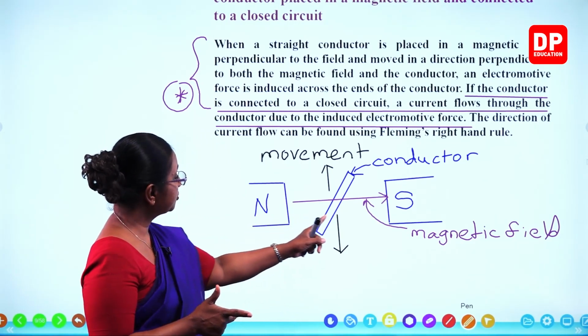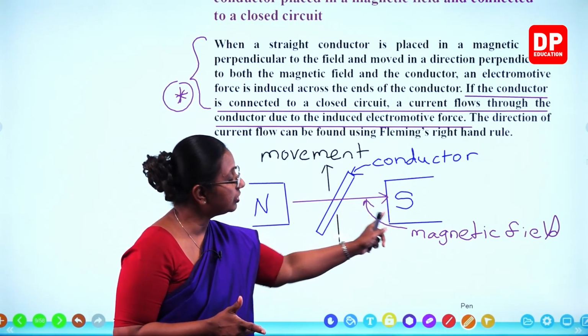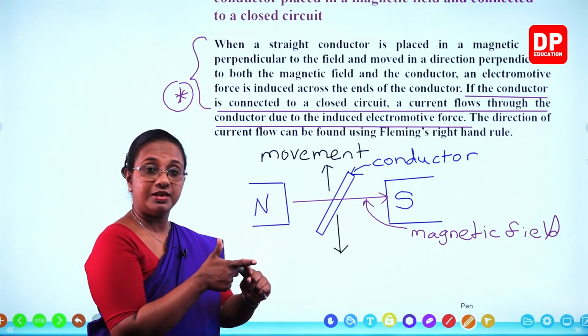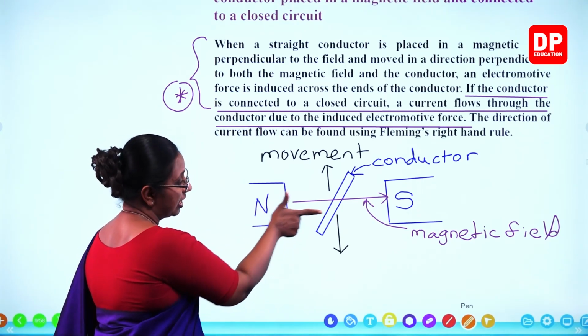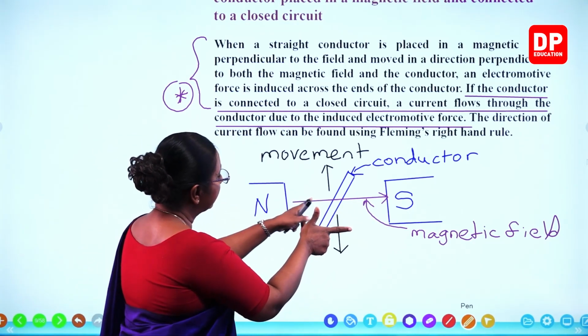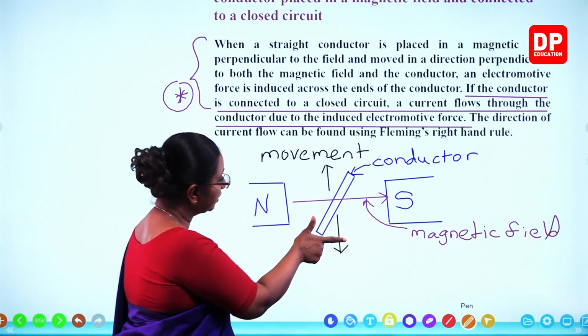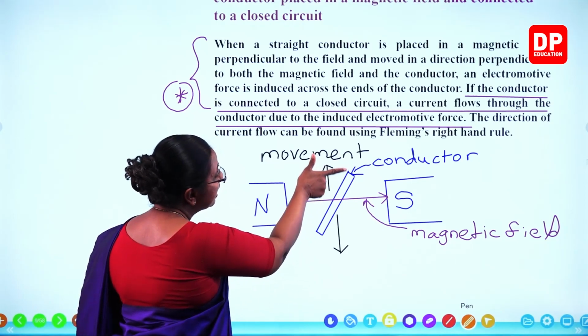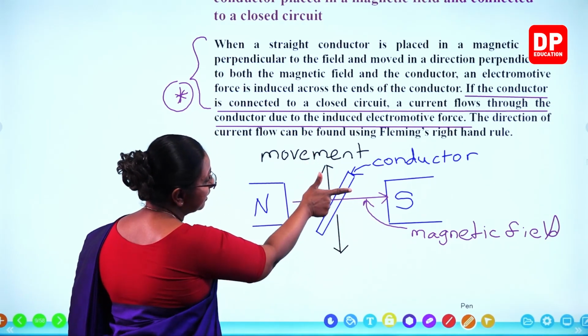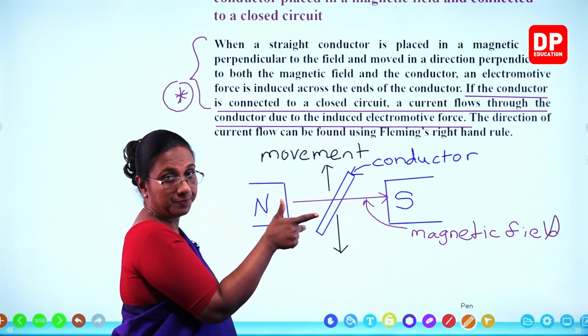So like I have shown here, north to south is the magnetic field. So the first finger is the magnetic field, and that is going to be this way. And let's say the movement is up. You can move it up or down. So now if I'm moving it up, and the conductor is perpendicular.